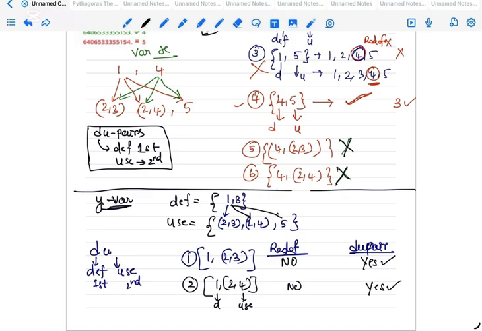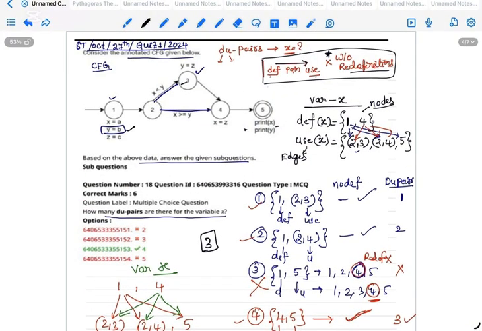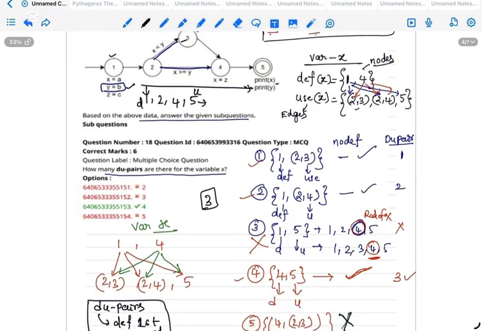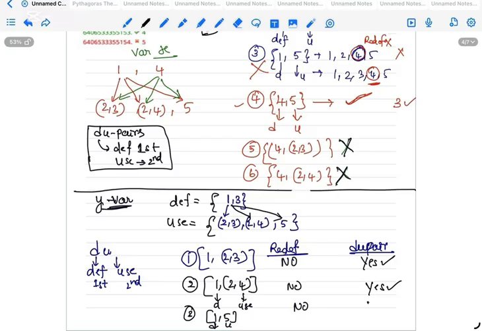The third pair is 1 to 5. The definition is y at node 1 and the use of y is at node 5, with no redefinition. How do we go from 1 to 5? Via 1 2 4 5. Yes, this is a valid path.